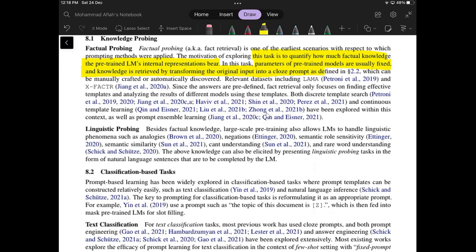Relevant datasets include LAMA and X-FACTR. Since the answers are predefined, fact retrieval only focuses on finding effective templates and analyzing the results of different models using these templates, because your answers are fixed, one word or few words, I guess. Both discrete template search and continuous template learning have been explored, as well as prompt ensembling.